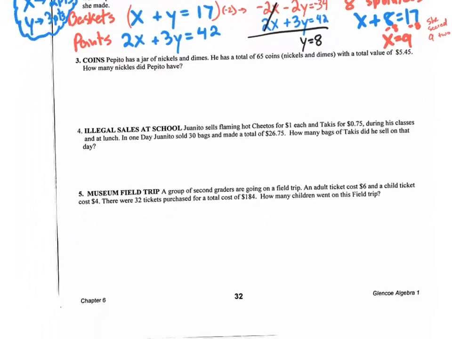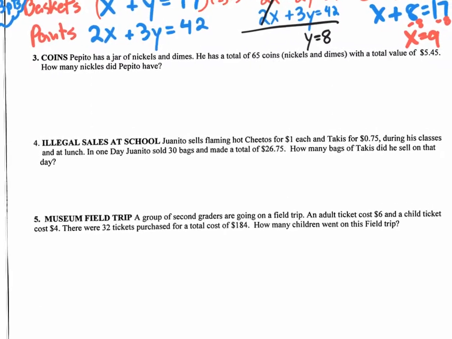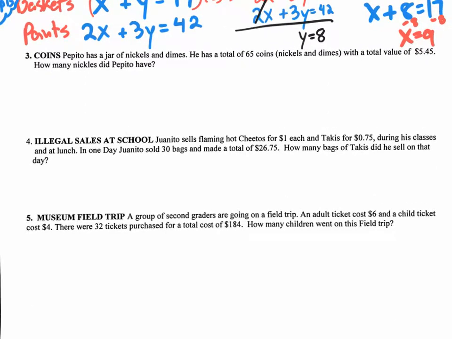All right, number 3, coins. Pepito has a jar of nickels and dimes. He has a total of 65 coins, nickels and dimes that is, with a total of $5.45. How many nickels did Pepito have? Okay, so what are we dealing with here? Are we dealing with points and baskets? What are we dealing with? Money. Money? Okay, so, and nickels and dimes, right?